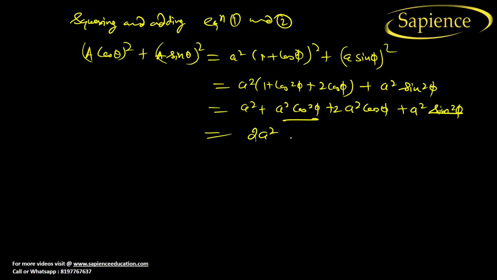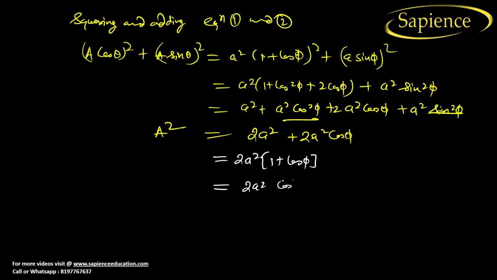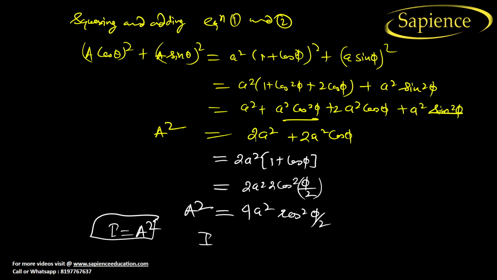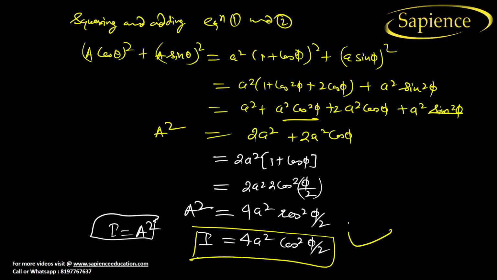So finally we get A squared equal to 2a squared plus 2a squared cos phi. Now we can take 2a squared as common, so 1 plus cos phi is 2 cos squared phi by 2. So this will be A squared equal to 4a squared cos squared phi by 2. Now we know that intensity is proportional to the amplitude squared. So we can write intensity is equal to 4 times the amplitude squared into cos squared phi by 2. This is the desired result we want. So the intensity of these two lights will be 4a squared cos squared phi by 2.